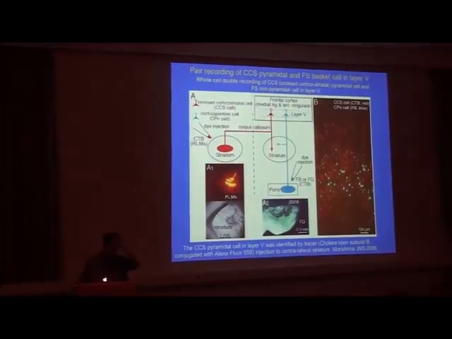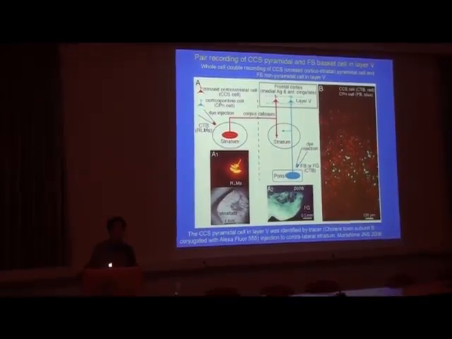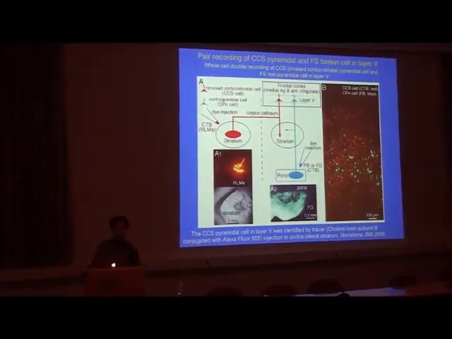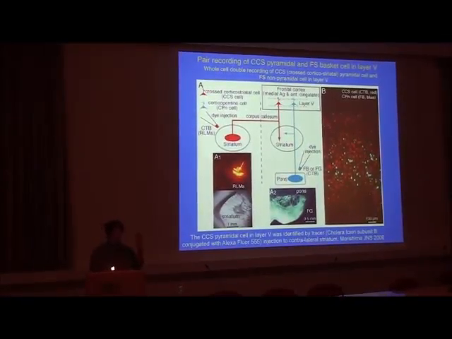Then we did this experiment. We used a pair recording of a CCS pyramidal cell and a fast spiking basket cell in layer 5. And then we tried to get one subtype of layer 5 pyramidal cell. Basically, we know that there are 2 major layer 5 pyramidal cells. One we call CPN cell, and the other one we call CCS cells.